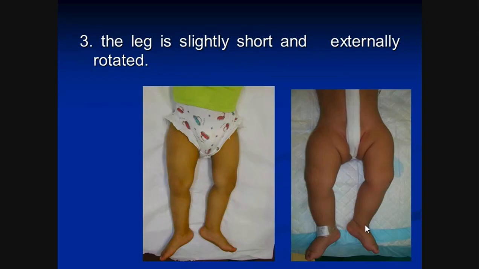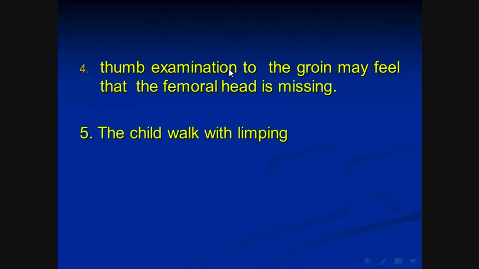Thumb examination is difficult. Thumb examination of the groin is to feel the head of the femur, but it is difficult sometimes. Thumb examination of the groin may feel that the femoral head is missing, like in shoulder dislocation. But in hip dislocation it is difficult.